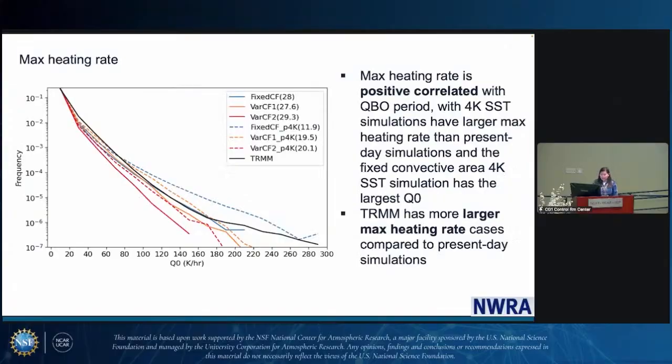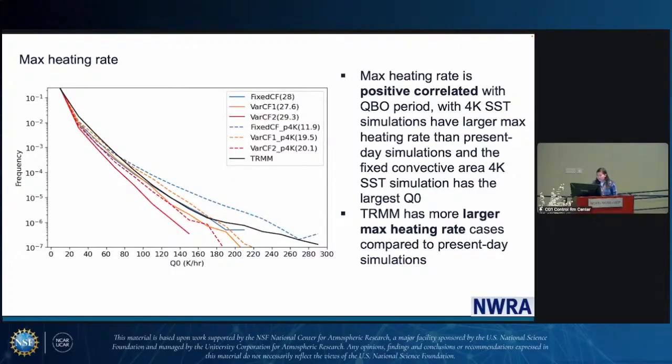And another important factor in the Beres scheme is the max heating rate. The solid lines are for the present day simulation, and the dashed lines are for the 4K SST simulation. The black line is the TRMM observation. And we could see that there is stronger convection when we increase the SST compared to the current climatology. And TRMM has more cases with larger max heating rate compared to the present day simulations.